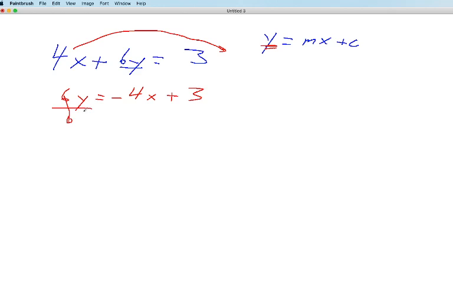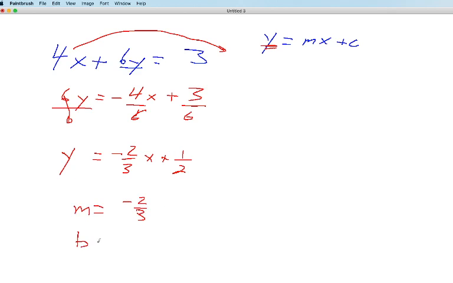And finally, we divide by 6 on both sides, like so. So now you will see that I have negative 4 over 6, which is negative 2/3 if we reduce it. And we have 3 over 6, which is 1/2. And now I can write down what the gradient is, negative 2/3. And I can write down what the y-intercept is, b or c. Sometimes we use different letters. I'll use c because that's what I use in the presentation. C is equal to 1/2.